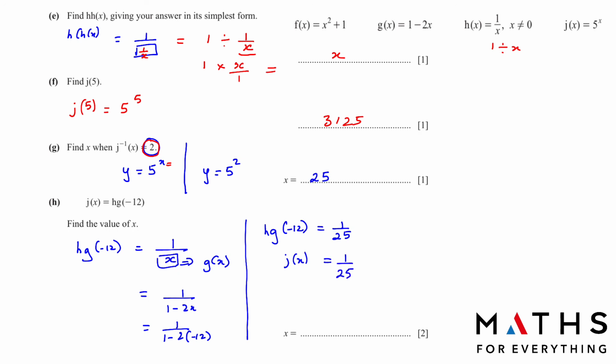G of x is 5 to the power of x. 1 over 25 can be written as a power of 5, 5 to the power of 2. When we bring this up, 5 to the power of x is equal to 5 to the power of 2, the sign changes. It's going to be negative to the power. If the base is same, they get cancelled. So what is x equal to? X is equal to negative 2. That's the answer.